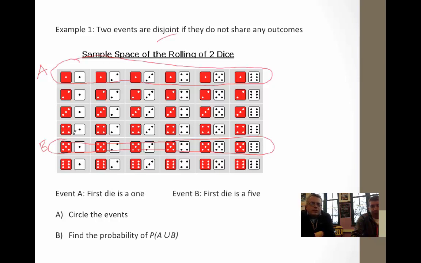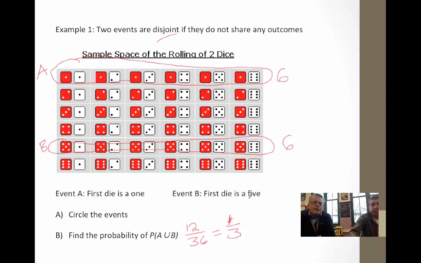There are 36 die rolls. So the probability of A union B, we can break this up. It's the number of dice rolls in A, which is 6, and 6 in B, so it's 12 out of 36, or 1/3. One thing we notice is that the probability of A is 1/6, and the probability of B is 1/6, and 1/6 plus 1/6 is 2/6, which is 1/3. So when they're disjoint, you can just add the probabilities.